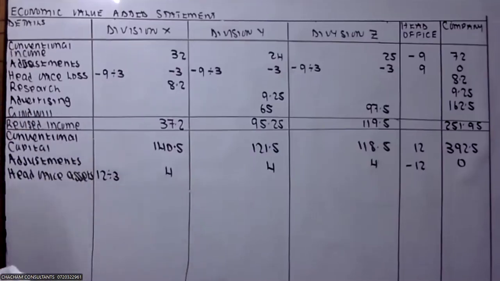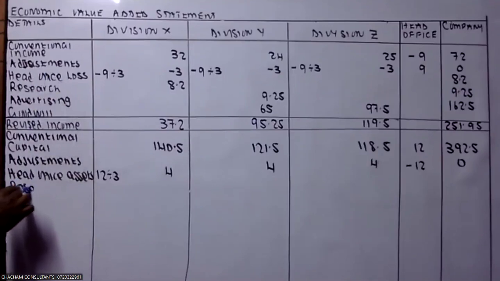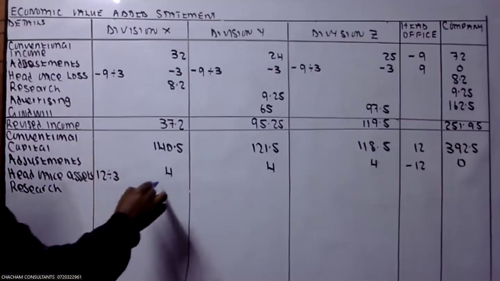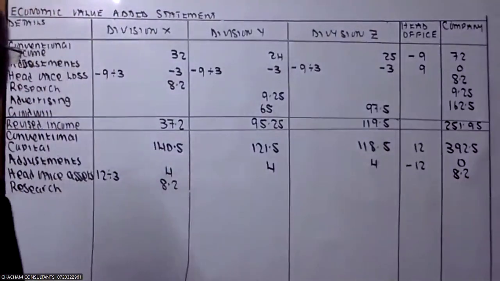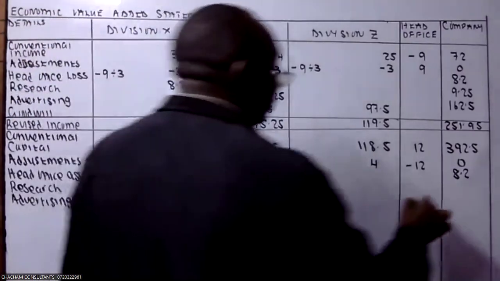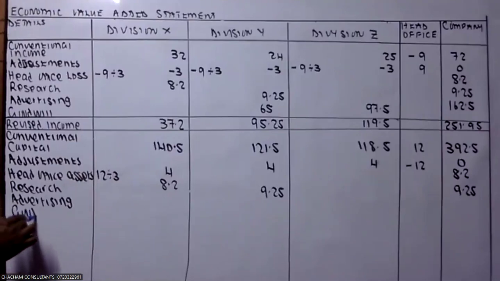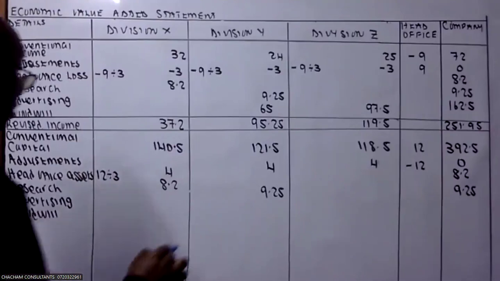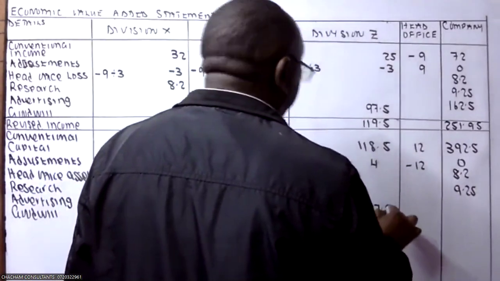The next thing is we bring the other adjustments. The first one is this research. It should be capitalized. We have 8.2. You bring it here, 8.2. We have advertising, is 9.25. We have goodwill. 65, 97.5, 162.